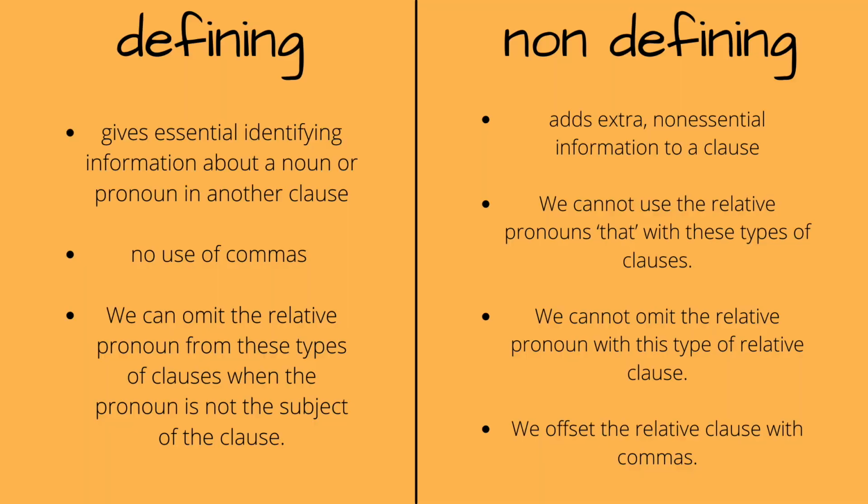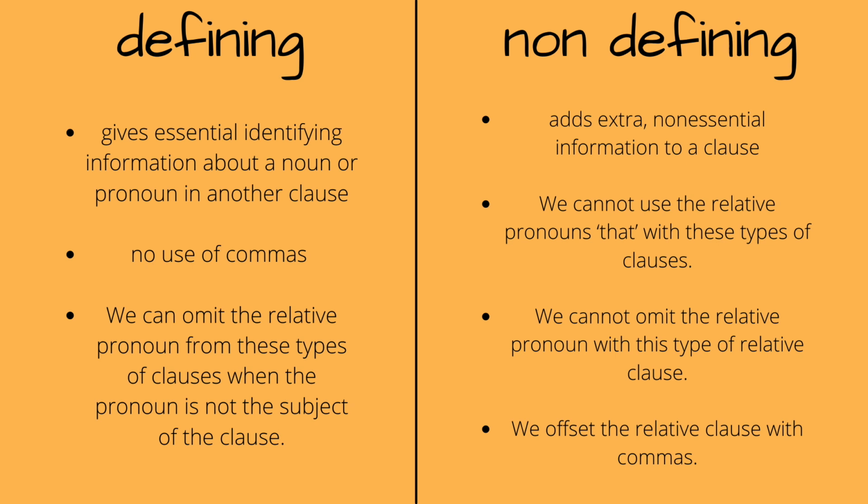So we are done, English learners, learning about defining and non-defining relative clauses. We've almost made it to the end of the video. Before I let you go, let's have a little review on everything we learned so far. The defining relative clause gives us essential, identifying information about a noun or pronoun in another clause, all right? And with defining relative clauses, there is no need to use commas. Also, we can omit the relative pronoun from these types of clauses when the pronoun is not the subject of the clause. So you can omit the relative pronoun in some instances for defining relative clauses.